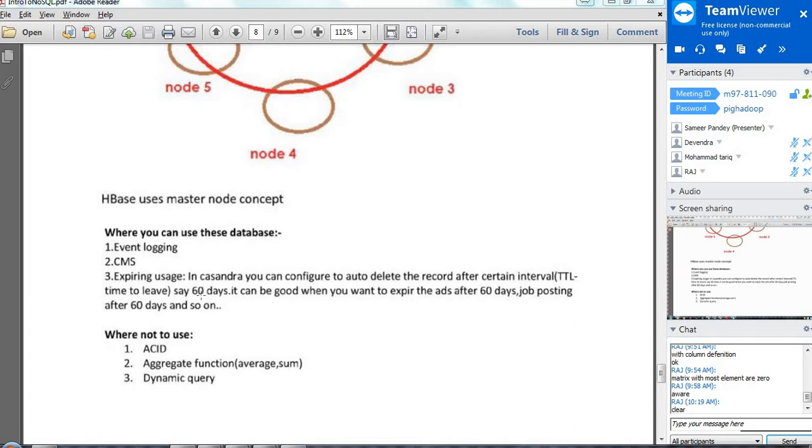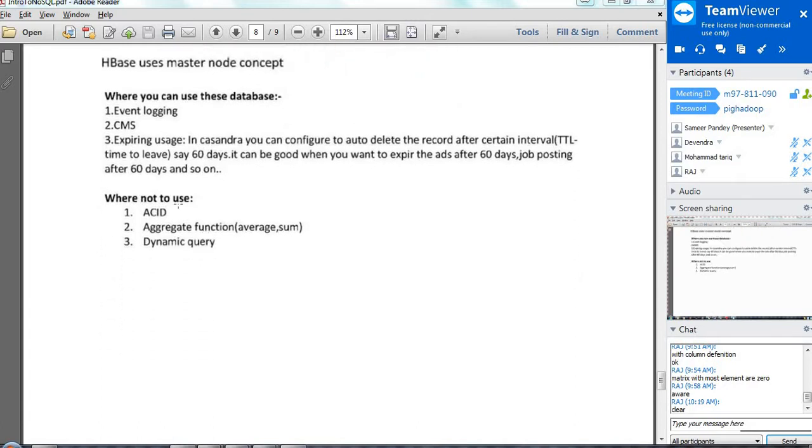So we can use this in a column family based database. Where we cannot use it: it doesn't support ACID properties, so don't expect ACID properties like we have in an RDBMS. When there is a requirement to achieve ACID properties like atomicity, consistency, isolation and durability, you need to have an RDBMS. I'll show it in a diagram.